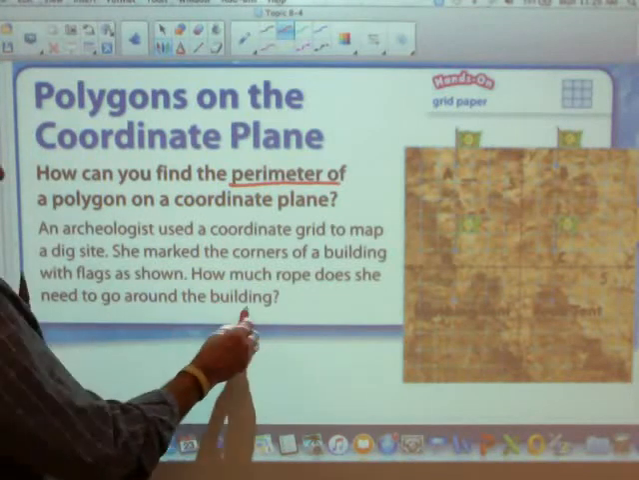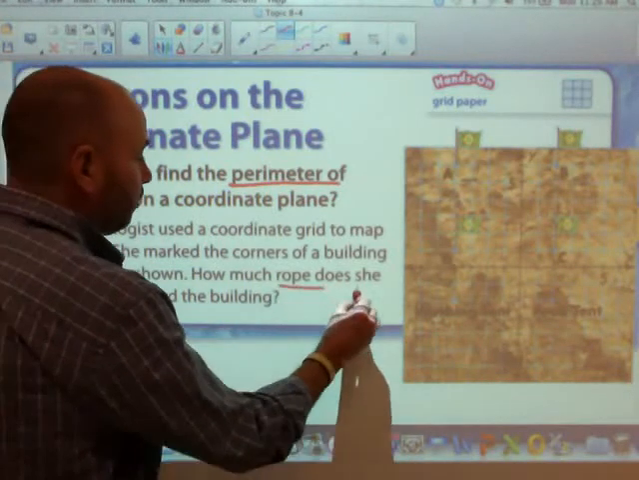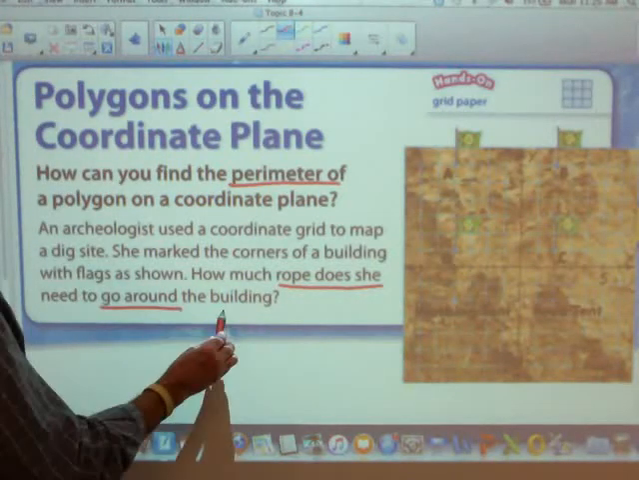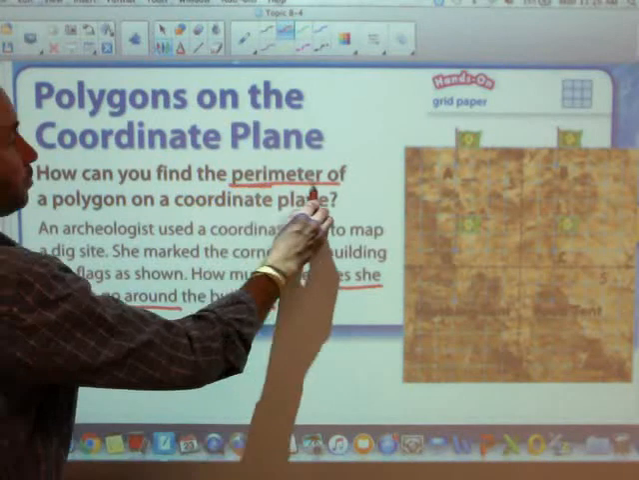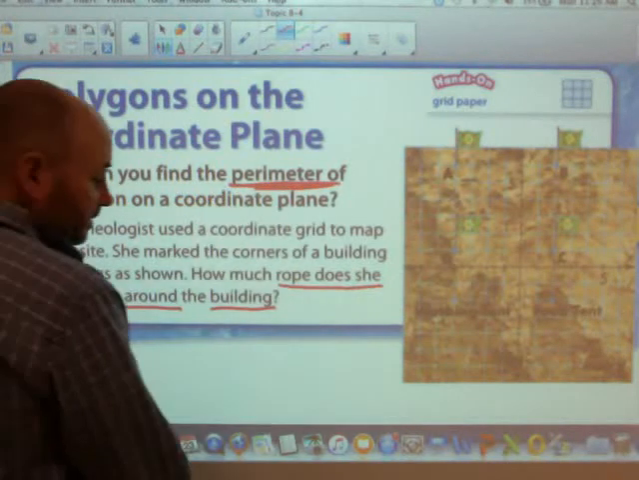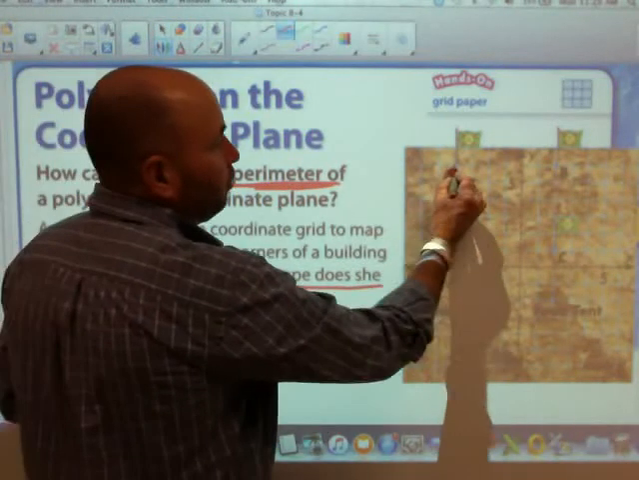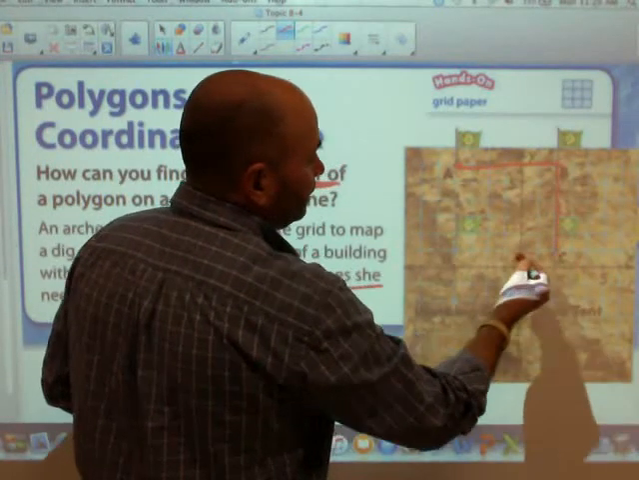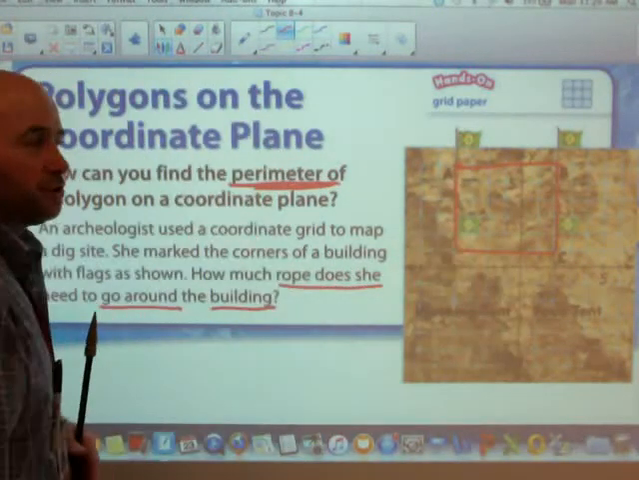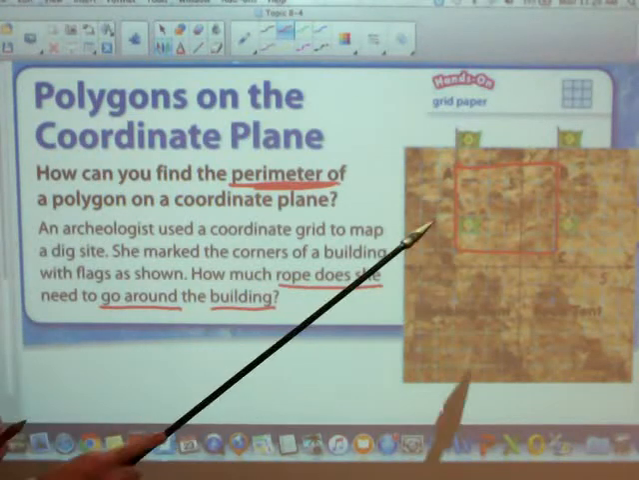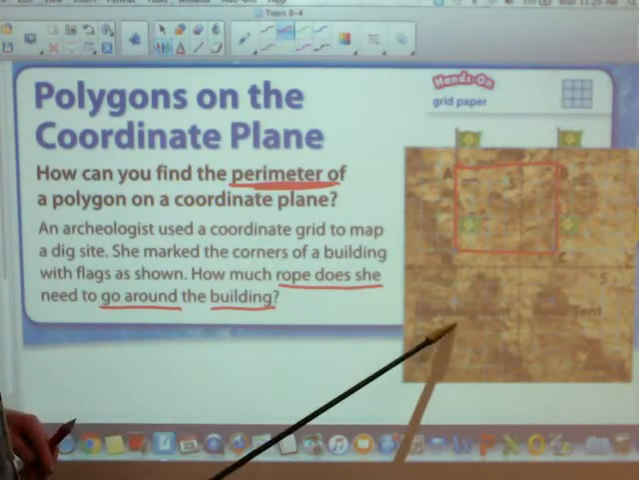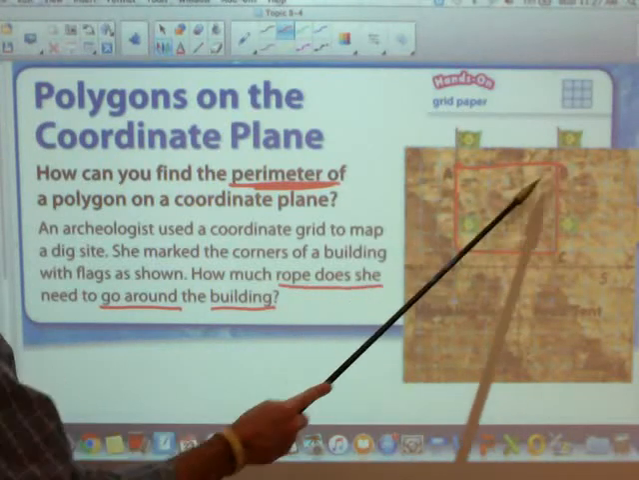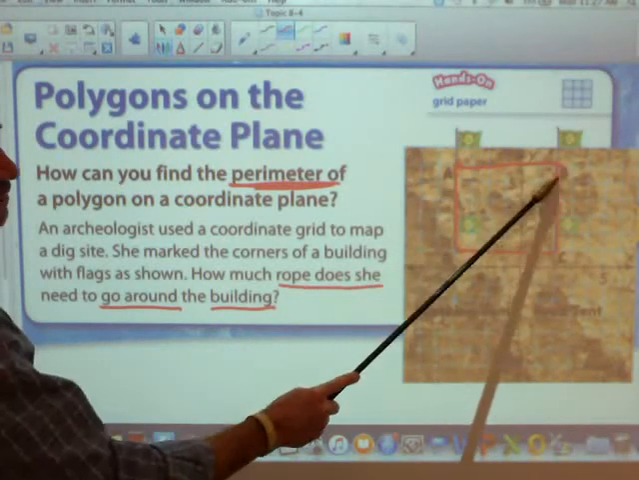Well, here's your clue. In this question, she's talking about rope, so linear distance, and to go around a building, so you're talking about perimeter, okay? And it just so happens that here are the points, and if you connect them, A, B, C, D, you get yourself a rectangle. So again, what we have is a coordinate plane, and we notice that we have two line segments, line segment AB and DC, that cross the y-axis.